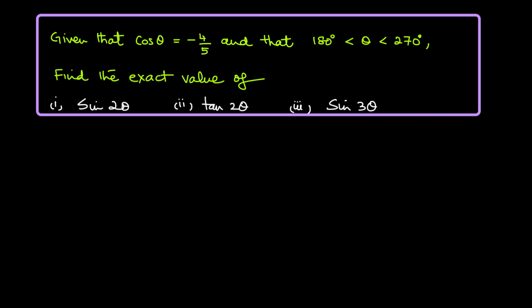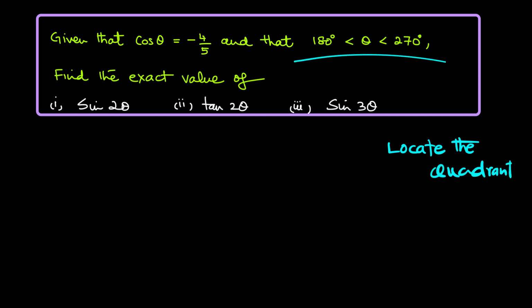Let's look at the second question. Given that cosine theta is negative 4 over 5 and that theta lies between 180 and 270 degrees, find the exact value of the following ratios. Step number 1 is to write down the quadrant. So we locate the quadrant based upon this range over here.